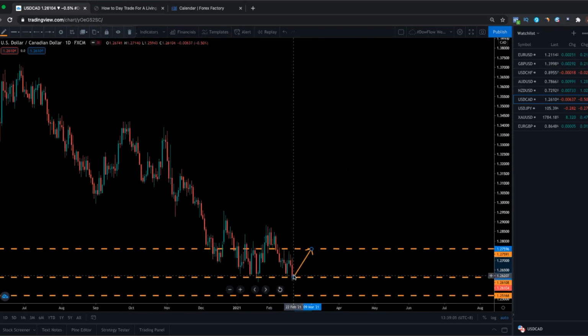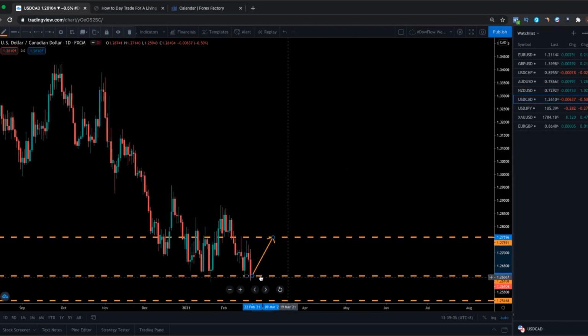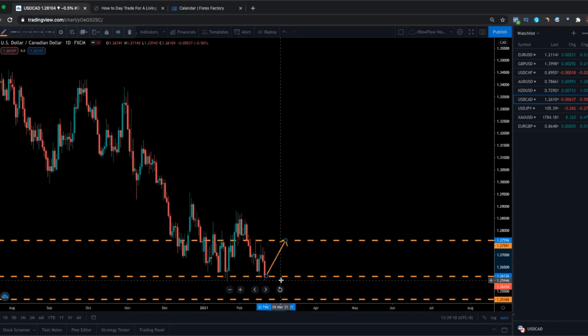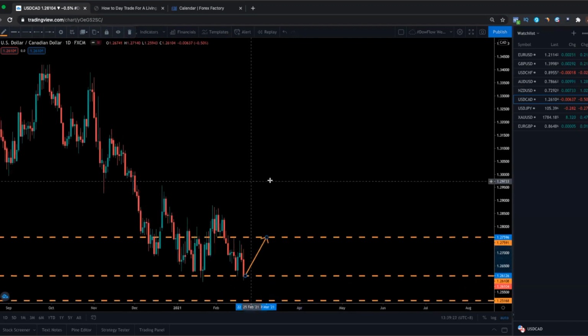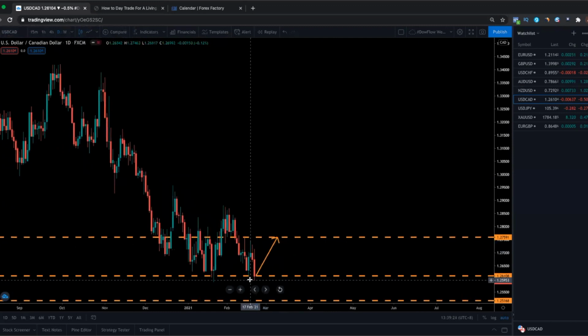I know a lot of traders, a lot of subscribers, they want to buy here because they say, hey, look, this is a support. You tell me that this is a support. Can I buy here? Well, technically you can, but this is a very low probability setup because the long-term trend is down. You see a lower low, lower high, lower low, lower high, and so on and so forth. So go for the lowest hanging fruit. Look for the sell opportunity rather than to buy at the support.